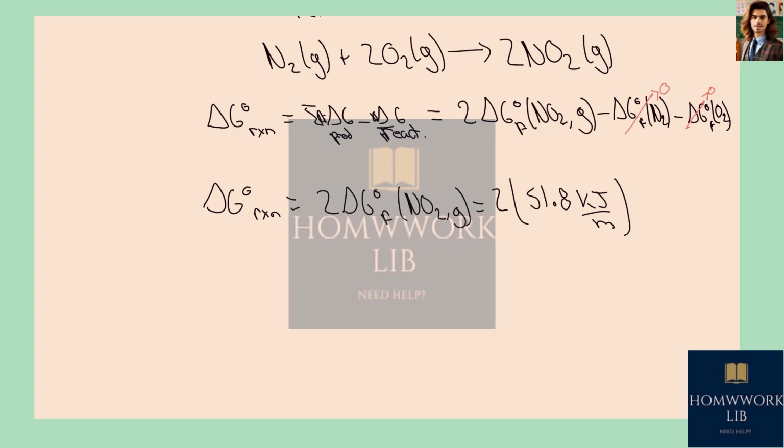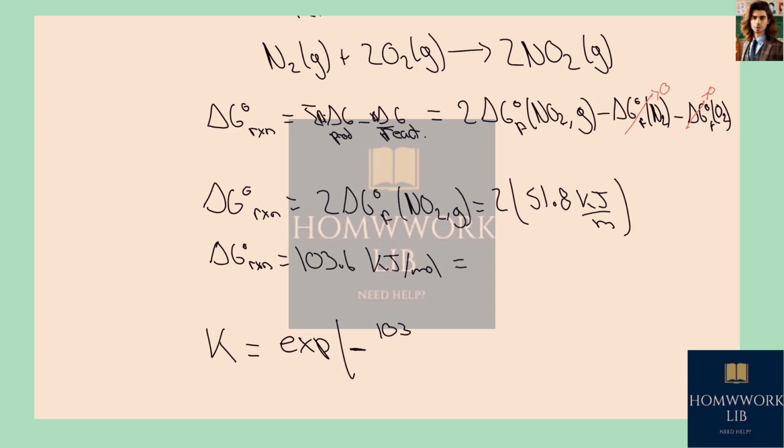Okay. With this, we know that our delta G naught will be 103.6 kilojoules per mole. And now we simply need to go back to our equation of K. So this was the exponential of minus delta G. In this case, we need to convert this value to joules per mole. So 103,600 joules per mole.